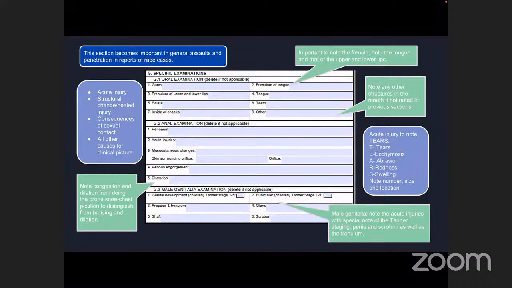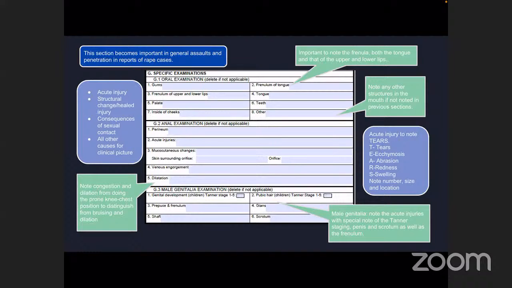In terms of section G2, that's the anal examination. Again, the areas for examination are listed, but it's important to list any fissures that you find, any abrasions, swelling. You can also find foreign bodies in some cases. So that's also important to note.